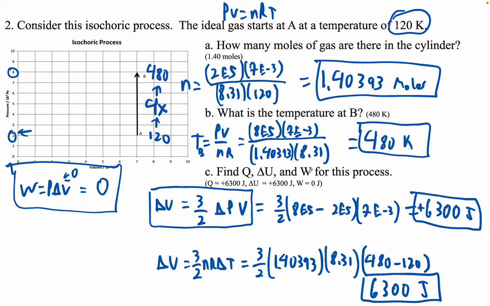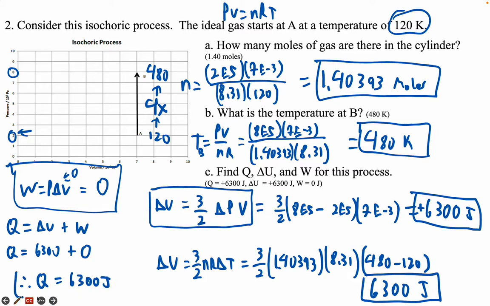We still have to figure out the work done for this process, so let's figure this out. Oh wait, no, we got to figure out the heat that flows in, okay? Sorry. So we're going to use this. Q is delta U plus work. Now work is 0, right? So our Q is delta U, 6,300, plus 0. I think Q, therefore, is equal to 6,300 joules.